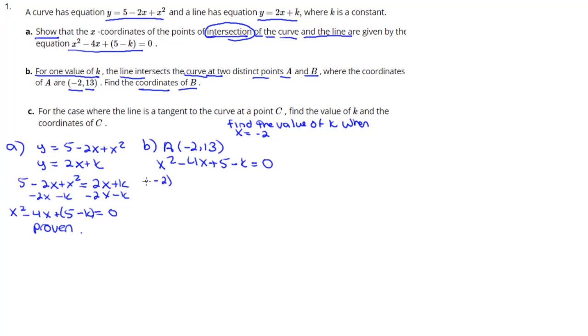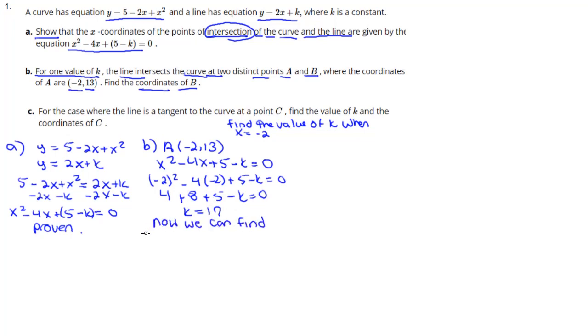All right, fantastic. This is what I got. I put in a negative 2. Make sure you put it inside parentheses. When you get that squared, what you're going to find out is that k is equal to 17. 4 plus 8 plus 5 minus k, I'm going to get k is equal to 17.